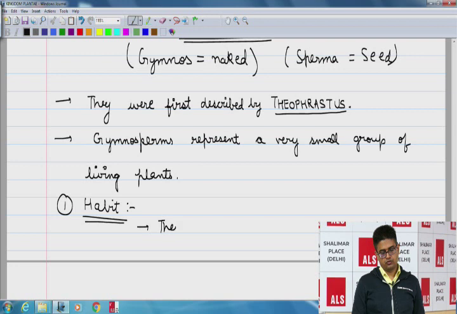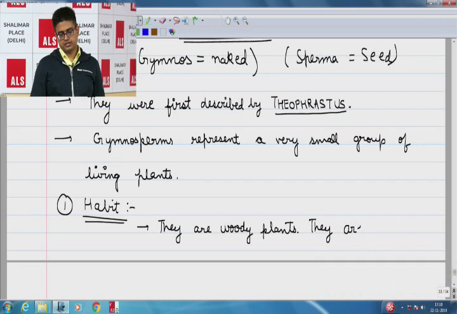They are woody plants. They are either shrubs or trees. Actually, there is only one shrub, and that is ephedra.